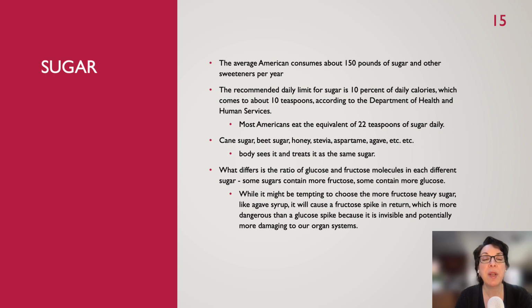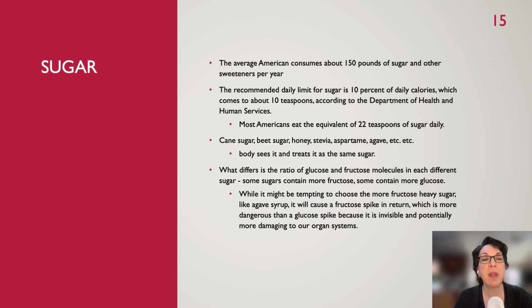Just an FYI here, the average American consumes about 150 pounds of sugar and other sweeteners per year. And the recommended daily limit for sugar is 10% of the daily calories, which comes to about 10 teaspoons of sugar, according to the Department of Health and Human Services. However, most Americans eat the equivalent of 22 teaspoons of sugar daily. That's over double the recommended daily limit.